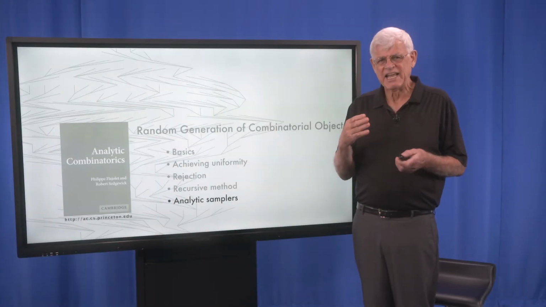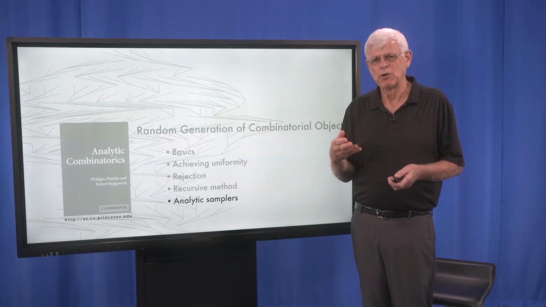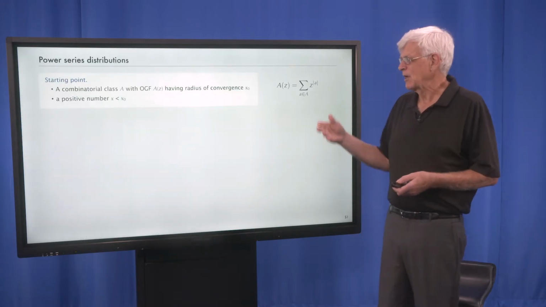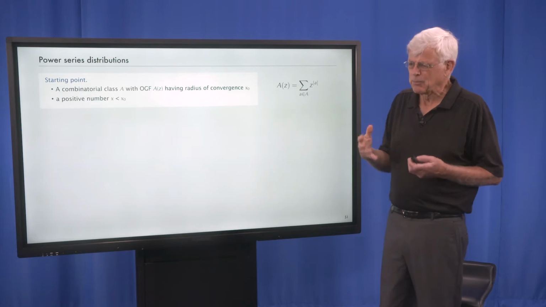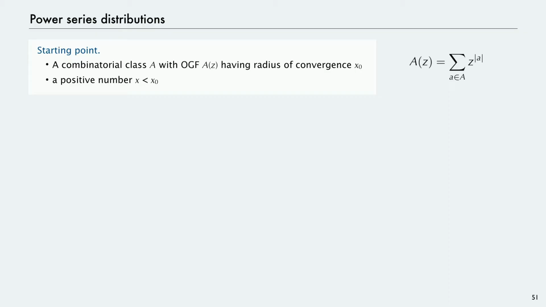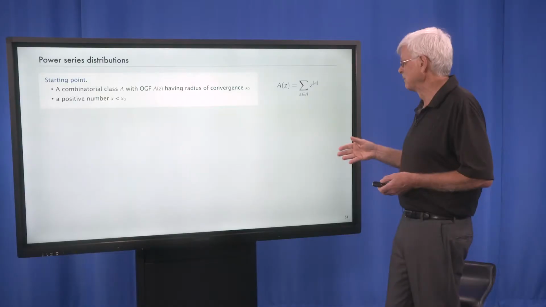Next, we're going to look at analytic samplers, which are both extensible and scalable. We start out with a simple mathematical concept that we'll look at in some detail. So our starting point is a combinatorial class with an ordinary generating function A(z) that's got a radius of convergence x0 that we know, and a positive number x that's within the radius of convergence.